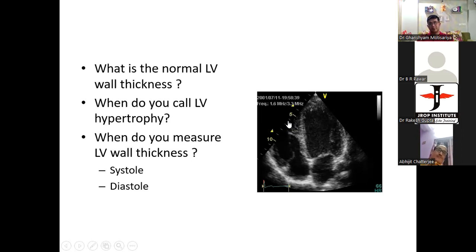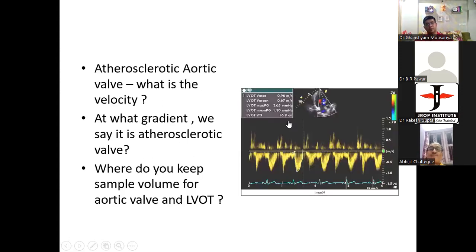Okay. Last question to you is, when do you measure LV wall thickness? During systole or diastole? It's in systole, sir. No, sir, it's in diastole. I'm sorry. Systole will be thickening already. Yeah, correct. It's in diastole. So always in the resting phase. Good, great. Take care, all the best, Sai. Thank you, sir.